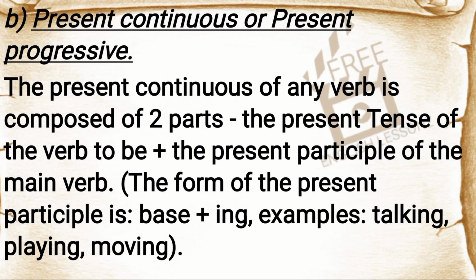B. Present continuous or present progressive. The present continuous of any verb is composed of two parts: the present tense of the verb to be plus the present participle of the main verb. The form of the present participle is base plus ing. Examples: talking, playing, moving.